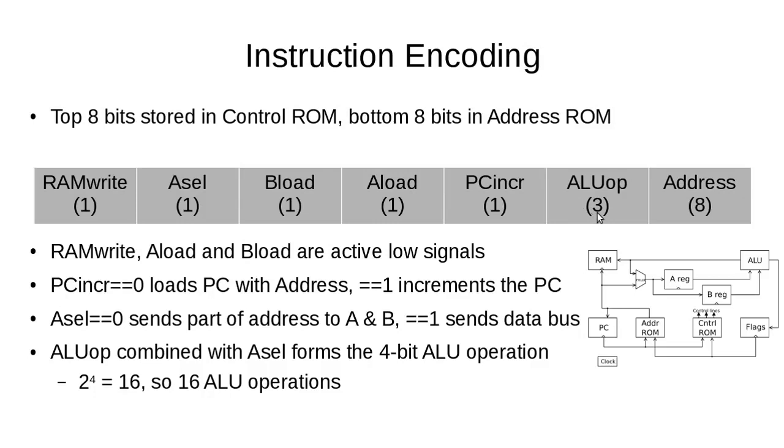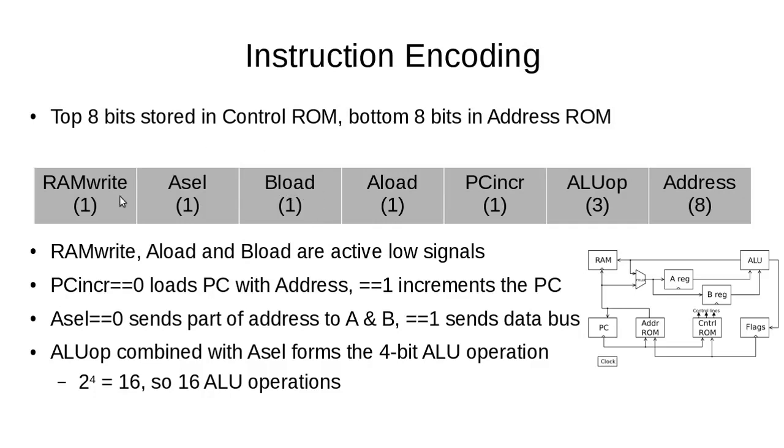So therefore 2 to the power of 4 gives us 16 ALU operations. We've got a load line to decide whether to load the A register, and that's an active low signal. So in other words, even though you'll see that A load is being asserted, it actually means we have to drop it down to 0 to actually tell the A register to load. Same thing is true with B load. That has to be active low because the chip that I've used uses active low.